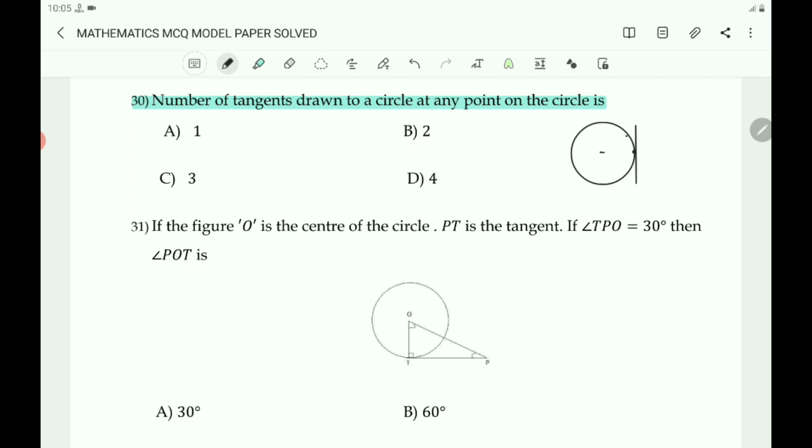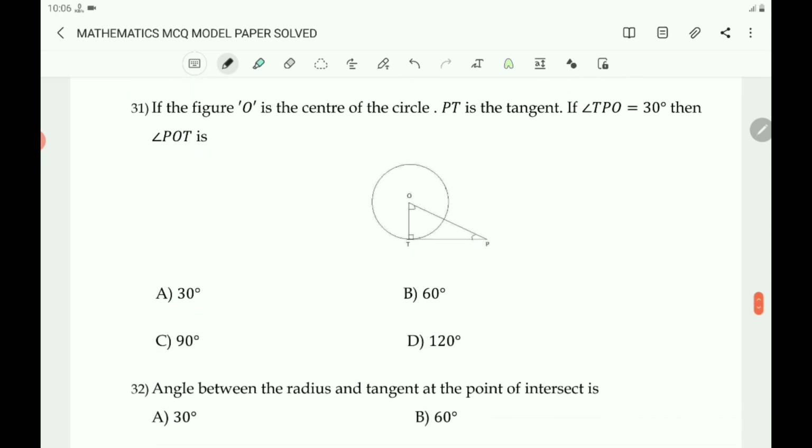From an external point you can draw two tangents. But here the question is at any point on the circle. Read the question carefully: tangents drawn to a circle at any point on the circle. So you must consider the answer A, 1. Only one tangent can be drawn to a circle at a point on it.